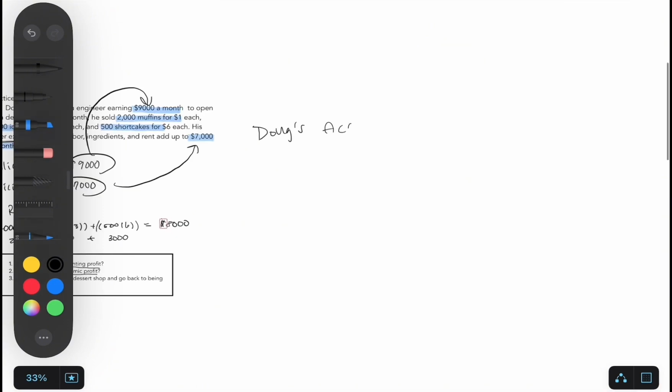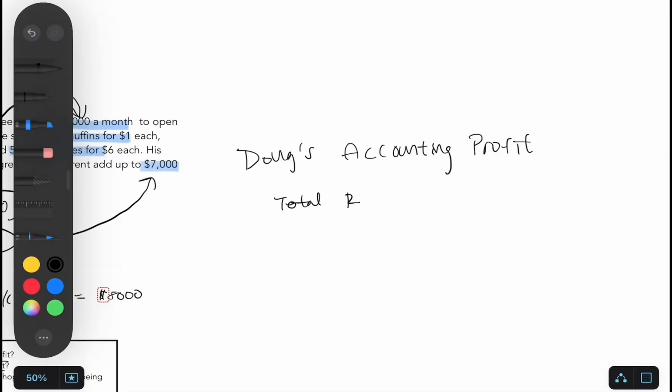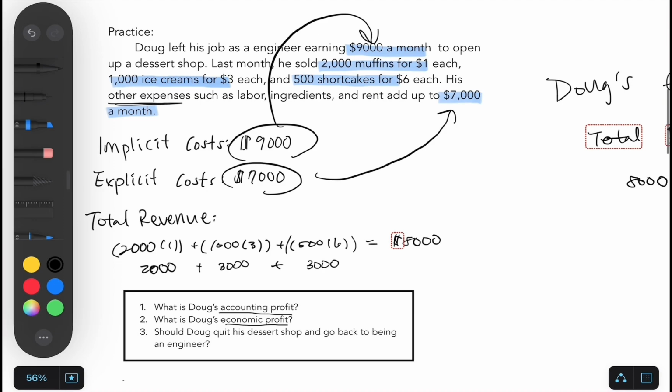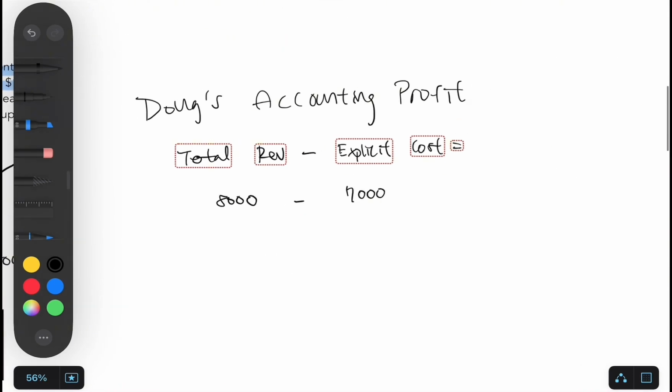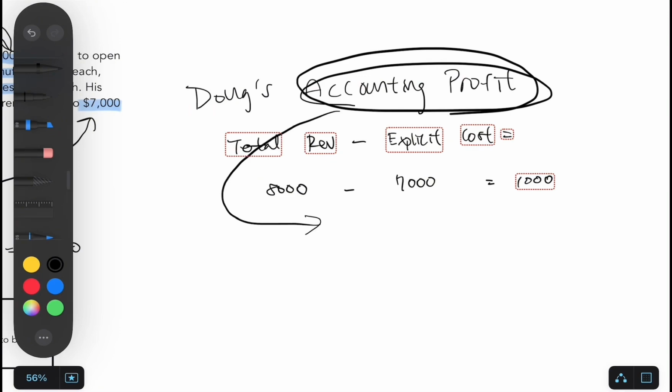So, to calculate Doug's accounting profit, going back to the notes before, it would be total revenue minus the accounting costs, which would only be the explicit costs. So, it would be the $8,000 minus the $7,000, which would result in $1,000 of profit. So in accounting profit, there is actually $1,000 of profit.